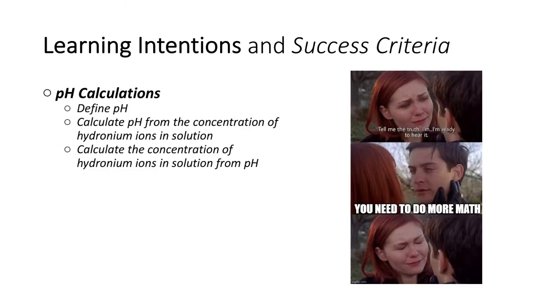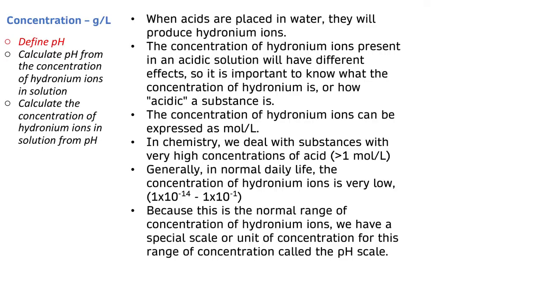So we're going to be learning some more math. When acids are placed in water, they will produce hydronium ions. That's what acids do, right? The concentration of those hydronium ions will have different effects. If you've got a lot of hydronium ions or very few, they're going to do different things. So it's important to know the concentration of hydronium, or how acidic a substance is. When they say something is quite acidic, they really mean it's got a high concentration of hydronium ions. The concentration of hydronium ions can be expressed as moles per liter.